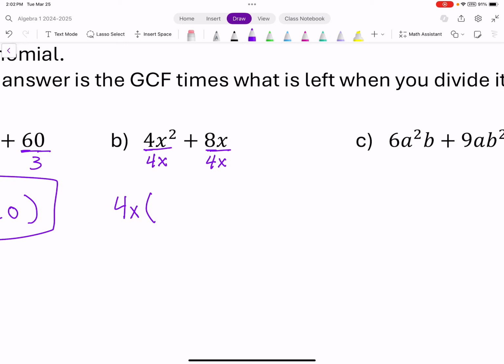So 4x squared divided by 4x is just an x. 8x divided by 4x is a positive 2. 8 divided by 4 is 2. The x and x cancel. So my answer would be 4x times x plus 2.